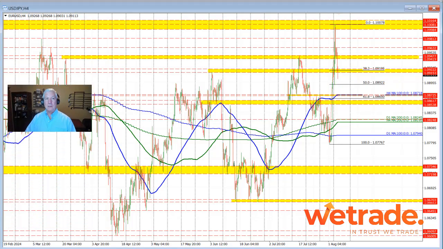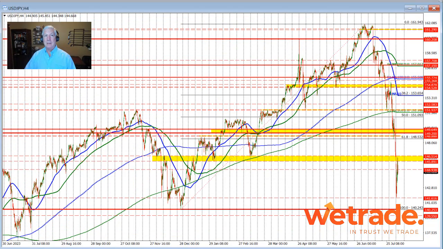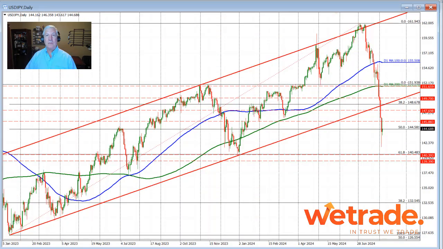All right, let's take a look at the dollar versus yen next. And this currency pair, let's go to the daily chart first. If we take a look at the daily chart, there are big, huge moves to the downside. This high right here was July 3rd. So we nearly retraced the entire move for the year.